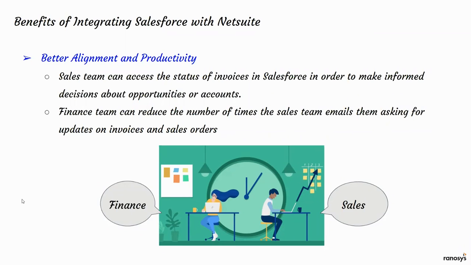For businesses to thrive, alignment within an organization is crucial. Finance and sales teams need to establish an effective alignment when it comes to their processes or forecasts. For example, the sales team may want to access the status of invoices in Salesforce in order to make informed decisions about opportunities or accounts. If this data is readily available in Salesforce, the sales team can instantly save time by accessing the data themselves and without needing access to NetSuite or asking the finance team.